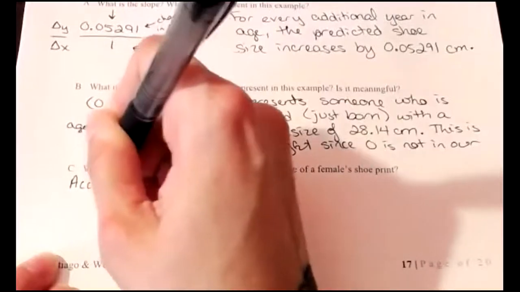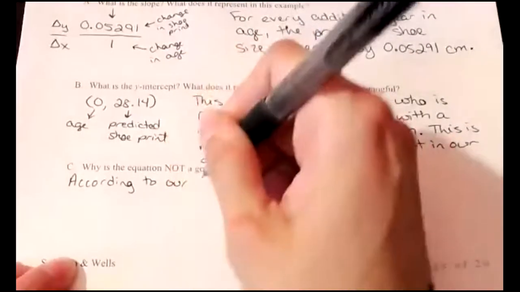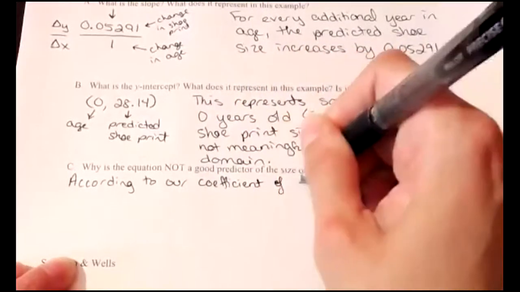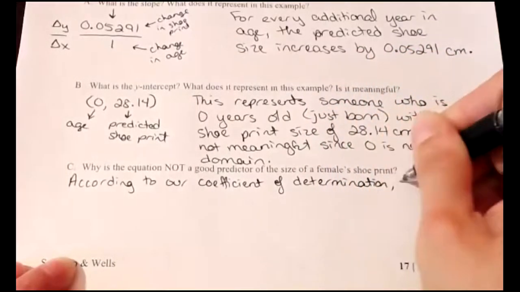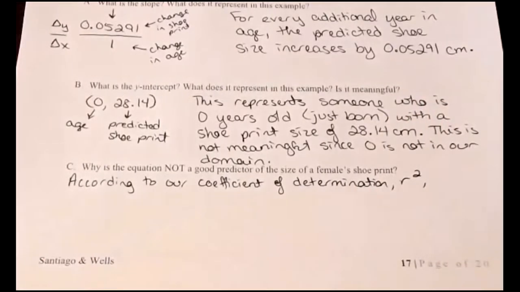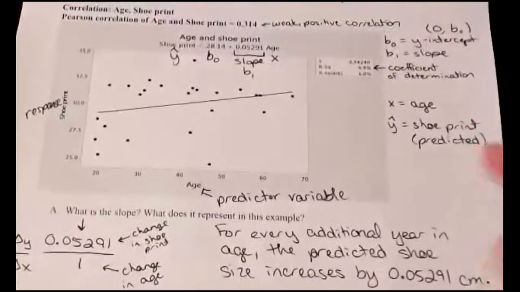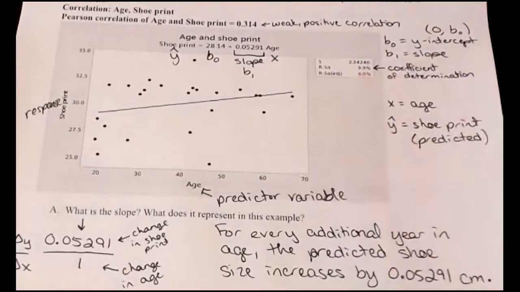According to our coefficient of determination, we finally get to use that value in our description. So according to our coefficient of determination, R squared, right? It's our Pearson correlation coefficient. When we scroll up, by the way, go back to the graph, your coefficient of determination is here. It's only 9.9%. Let me explain all of that.